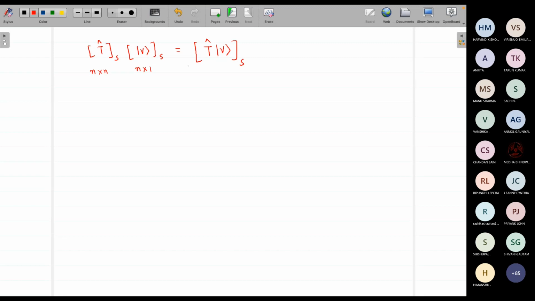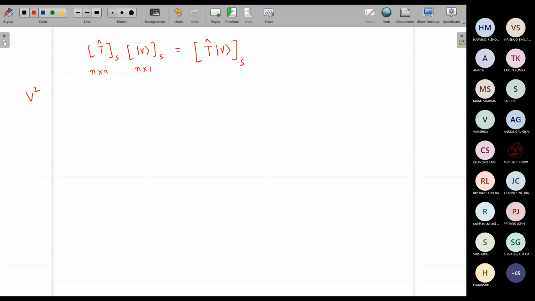So this is an interesting property. I just want to do a very quick check of this one. So it doesn't matter whether I take the matrix of T in this space and the matrix of V in this space, or I first apply this linear operator on V and then take the matrix. So, a very quick confirmation of this.